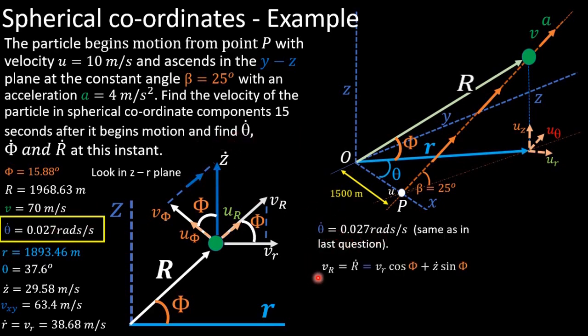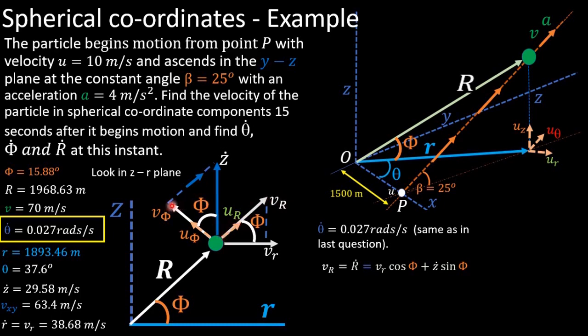So v sub R equals R dot, because now we're working in spherical coordinates, and that's going to be v sub r times cos phi plus z dot times sin phi. There's v sub r here. Imagine if phi was 0, then v sub r would be acting entirely in the u sub R direction. But we multiply by cos phi because only a component of it is acting in the big R direction over here. And this component of z dot here is parallel to v sub big R.